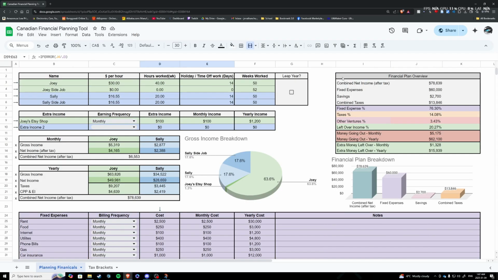And then we have our breakdown, where you can just like see all the information without scrolling up and down. So you can see our combined net income after tax, our expenses, savings, combined taxes, and then if you want to look at more of the values or more in depth, you can just look at this section. Pretty self-explanatory, and I hope you enjoyed.